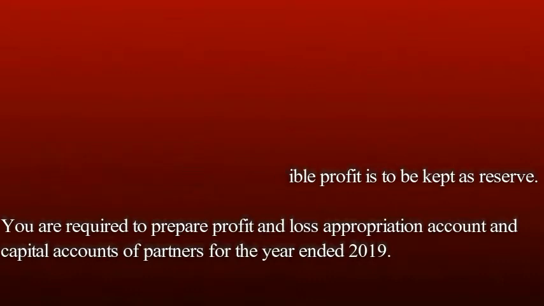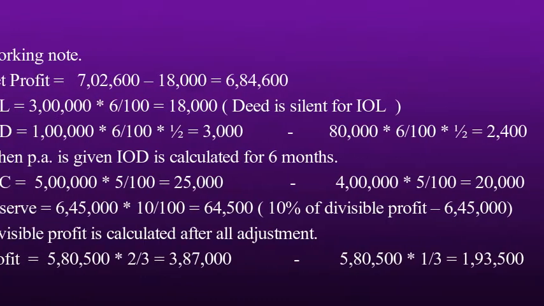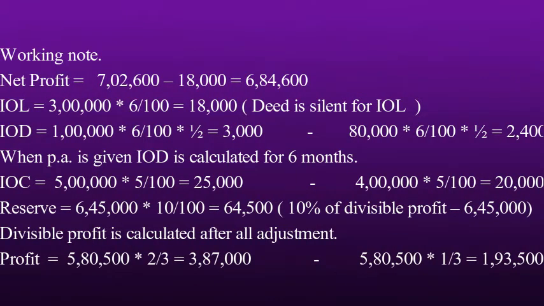Let us look at the working note first. In the working note, we have to find out the net profit. The question says one partner has advanced a loan of rupees 3 lakh to the firm, and the question is silent about the rate of interest payable on the loan. So it is assumed that interest on loan will be paid at the rate of 6% per annum. So the first calculation, net profit, is 6,84,600 after subtracting interest on loan of 18,000, as shown in the first calculation.